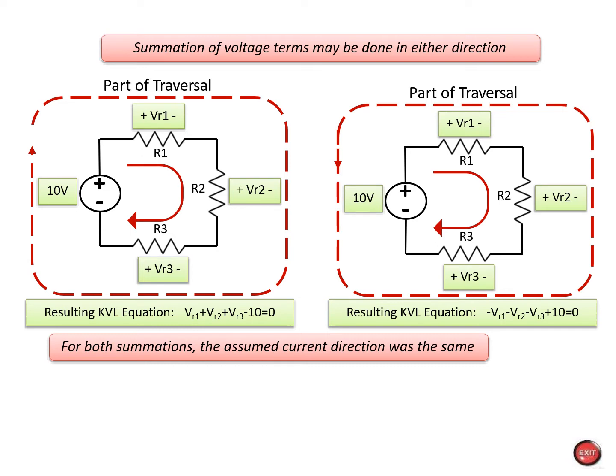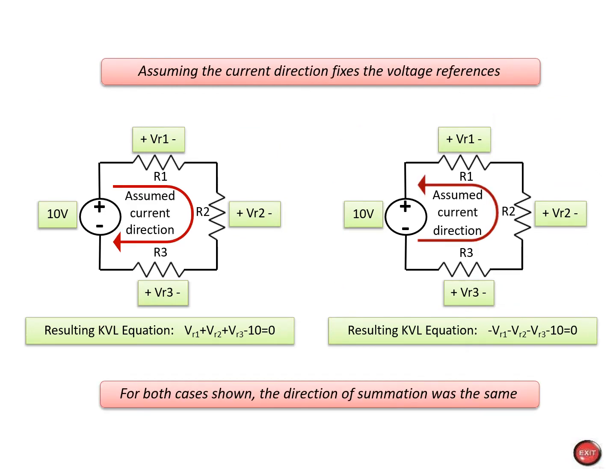So the summation of voltage can be done by moving in either direction. From this you must have understood that assuming the current direction fixes the voltage reference. That means when you imagine the direction of current, it helps us determine the direction of voltage.